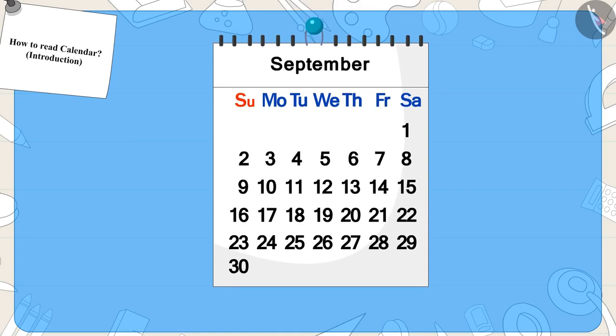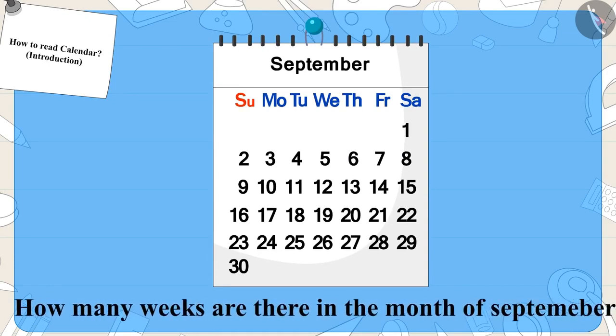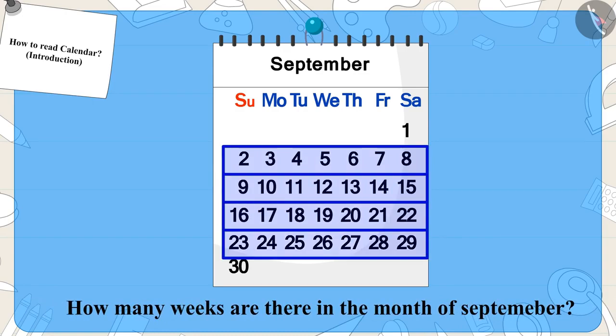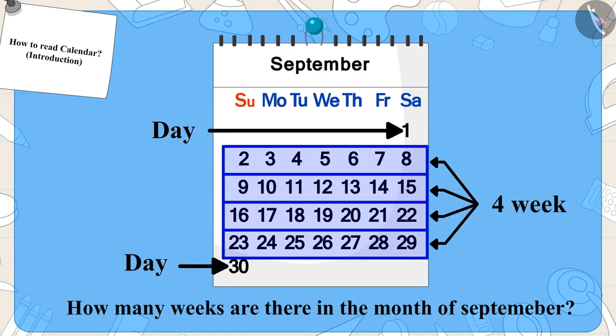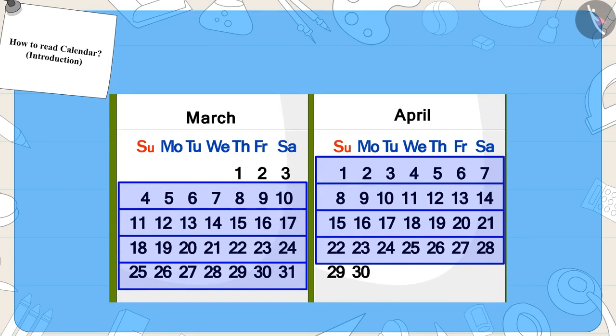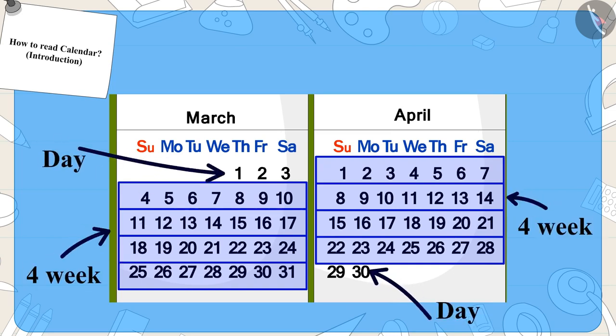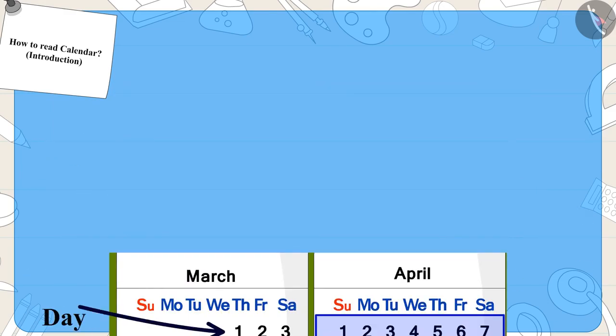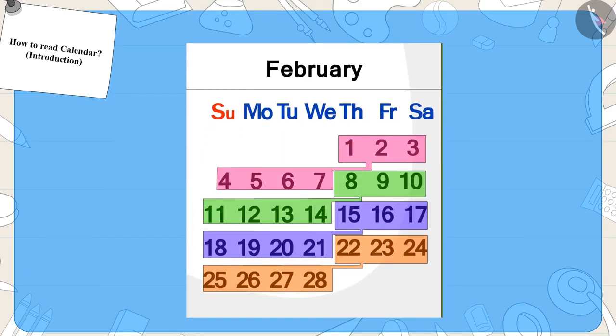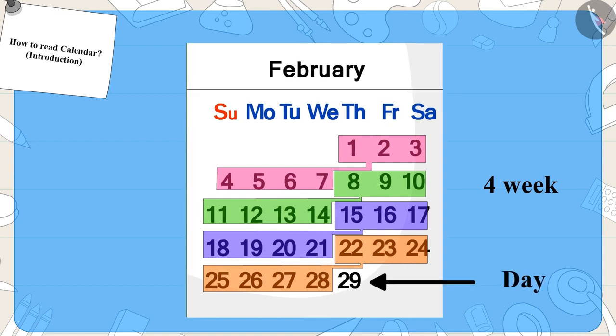Children, can you tell how many weeks are there in the month of September? Exactly, 4 weeks and a few days. And if you look closely, you will find that there are 4 weeks and a few days in every month. There are 4 weeks only in the month of February, and in certain years, it is 4 weeks and 1 day in the month of February.